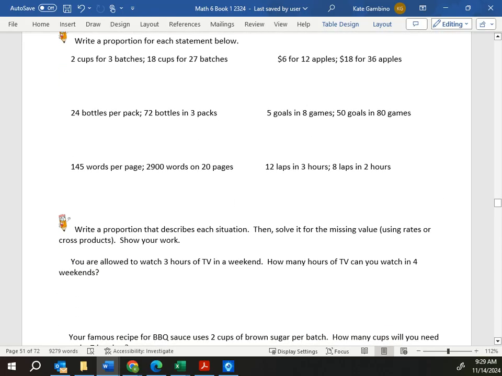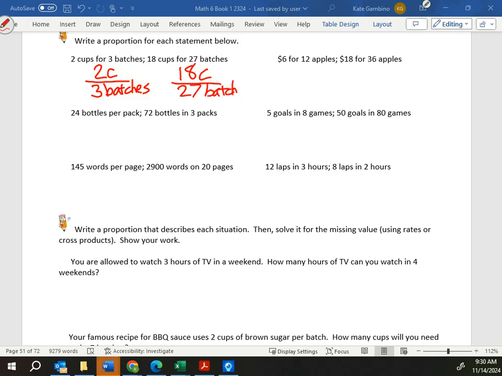So it says write a proportion for each statement below. So this section, a little bit easier. What do you think my first rate is, Emma? Good. I like how you changed it to include the measurements. So we're just taking that first one, 2 cups for 3 batches. Now what's our second one? 18 cups with 27 batches.